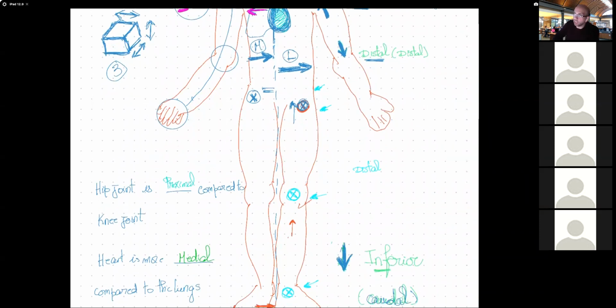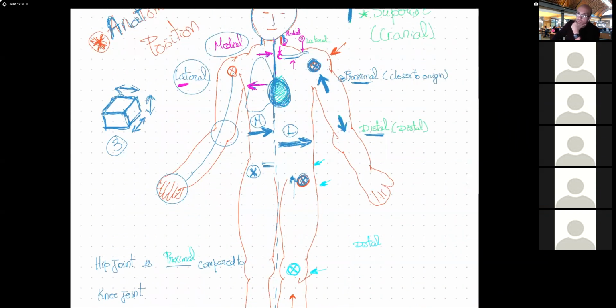How about if I'm comparing the lungs to the heart? So the lungs are what compared to the heart? They are located away from the midline. So they are more lateral. And of course, describing something forwards is anterior, backwards it's posterior.